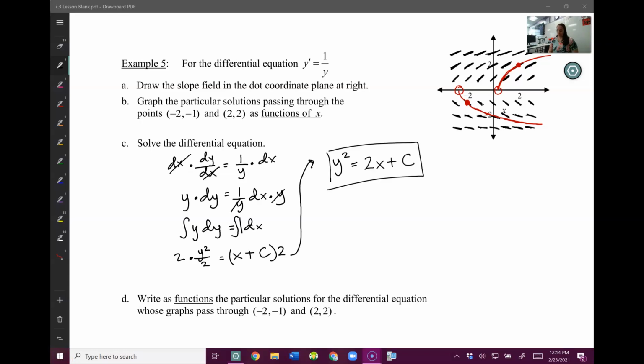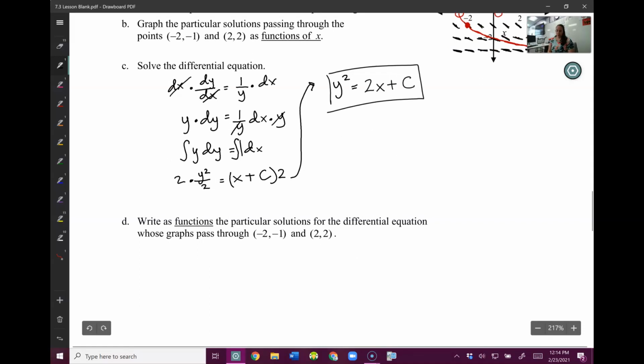Check what you got with what I got. I separated my variables. I ended up with just a 1 here. The integral of 1 is x. Added my c and times everything by 2 to get this y squared. You'll notice I haven't solved for y because I didn't need to. You could have, but you don't need to right now. However, in part D, write as functions. As soon as it says that function, that means you need to solve for y.